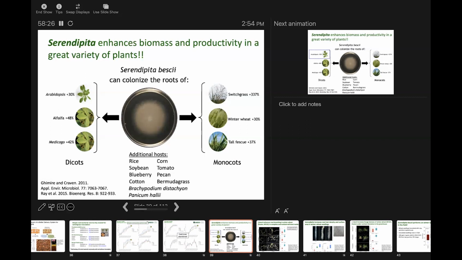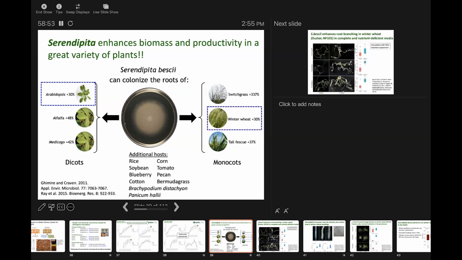Alfalfa, 50%. Medicago, that's a relative of alfalfa. Switchgrass, 330%. That was in our drought study. Winter wheat, 30%. Tall fescue, 37%. We've also done rice, corn, Bermuda grass, cotton, pecan trees. All of these we can successfully colonize. We haven't done growth studies with all of them, but we have done them.